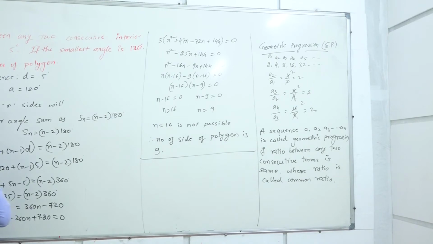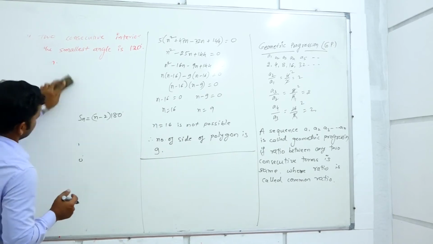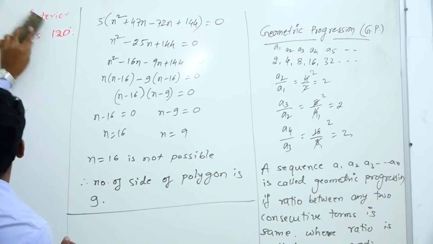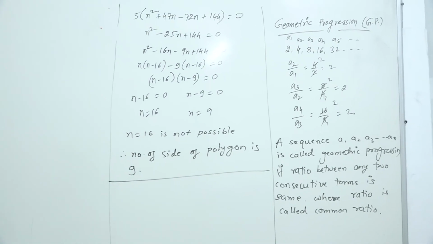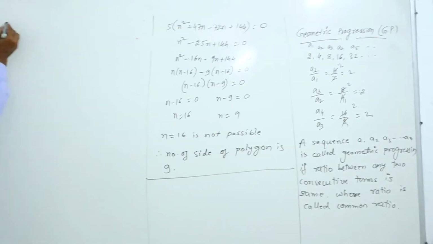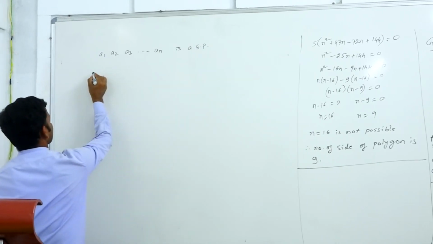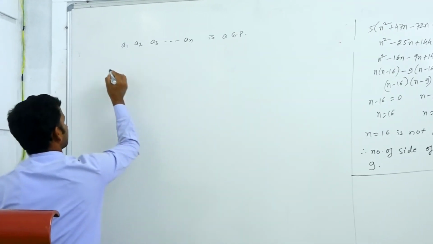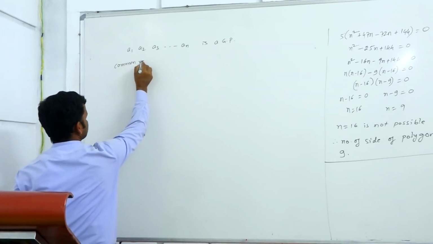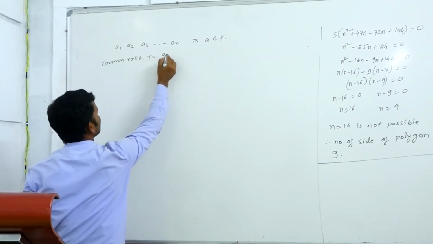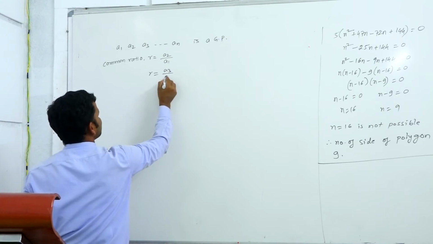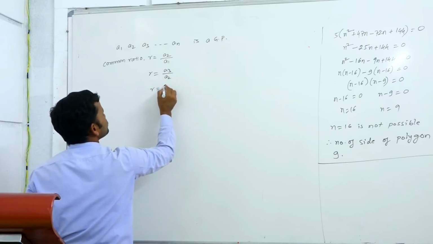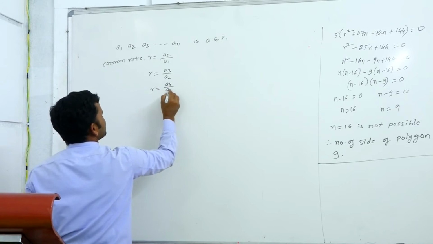So now I can write it in general like that. Suppose I have A1, A2, A3 so on up to AN is a GP. If it is a geometric progression, then we will be having common ratio R is equal to A2 by A1, and this will be equal to A3 by A2, and also R is equal to A4 by A3, so on like this.